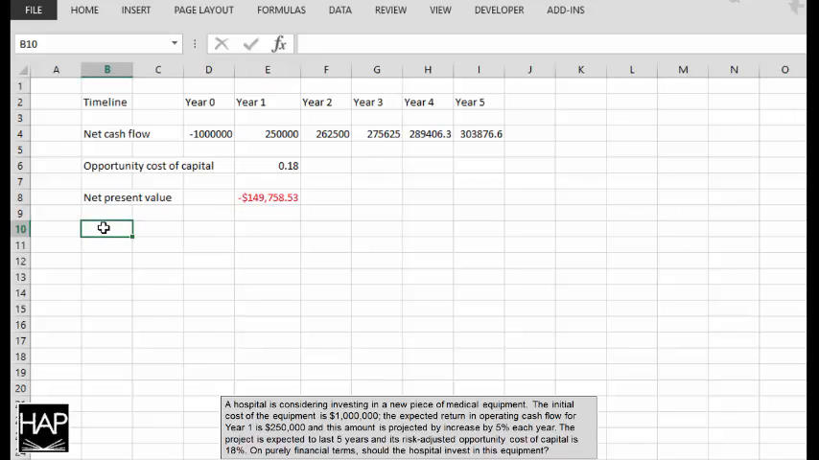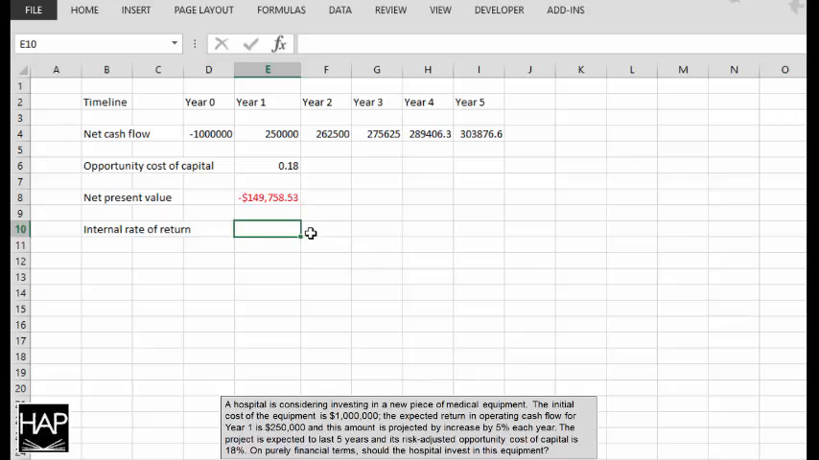The other way that I can look at this is to calculate the IRR, or the internal rate of return of the project. When I'm looking at the IRR, I'm looking to have an IRR that is larger than the opportunity cost of capital. So if the IRR is greater than the cost of capital, it means that I'm making more than I would make in a similar investment of similar risk.